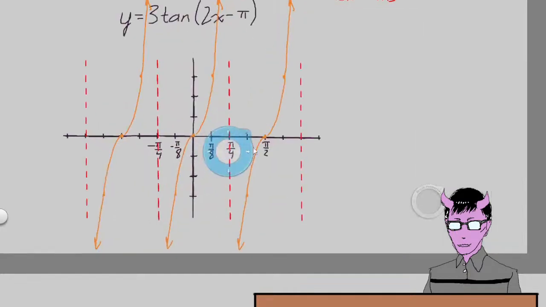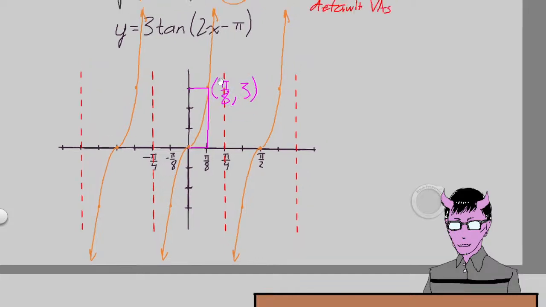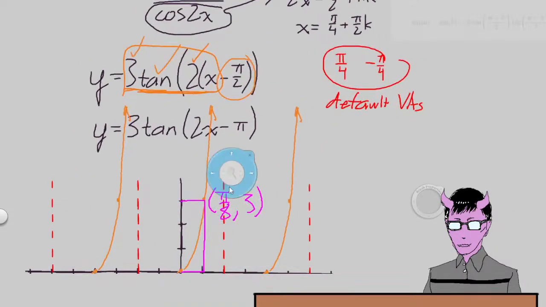Let's test a point. Don't test the nodes. Always try to test something other than the node. This is probably the easiest one to test out. This is positive pi over 8. This is positive 3. So that's predicted by our graphical hypothesis. Let's just test this out. So if we plug in pi over 8 into here, then we expect to get an output of 3.